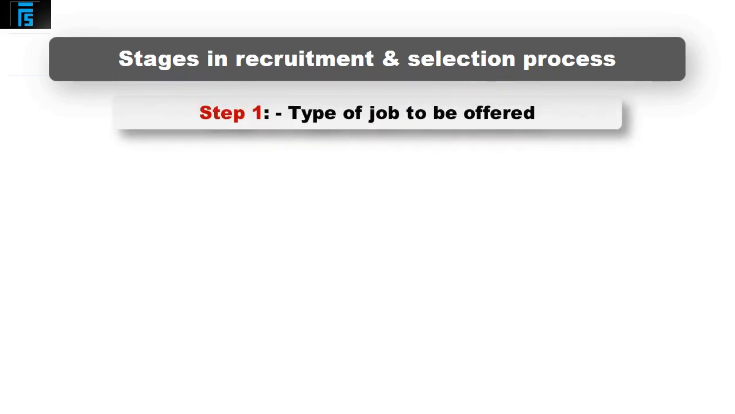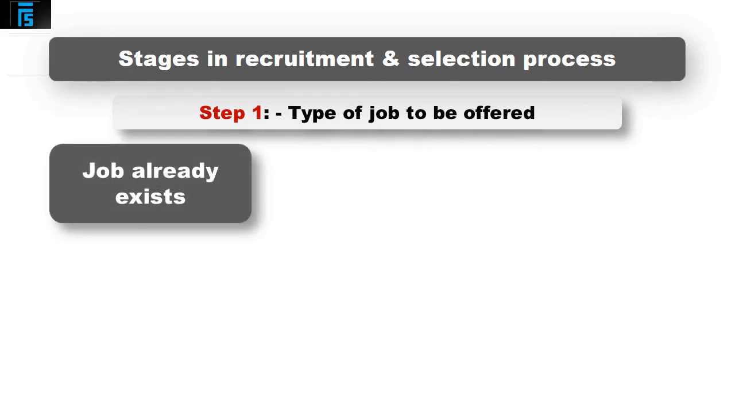So first of all, first consideration is the type of job to be offered. If a job already exists, in other words, somebody is already doing this job, for whatever reason they are going to be leaving. So we've got somebody who does this particular role at the moment. They are leaving because they are moving to another company. They are leaving because they're retiring. They're leaving because they're moving geographically inside the country. For whatever reason, they are leaving and we're going to simply replace them.